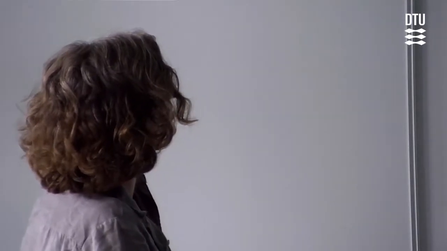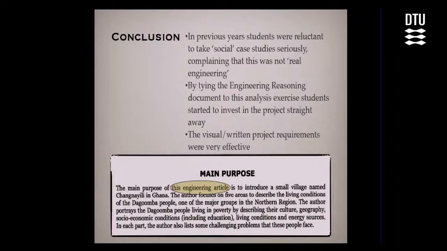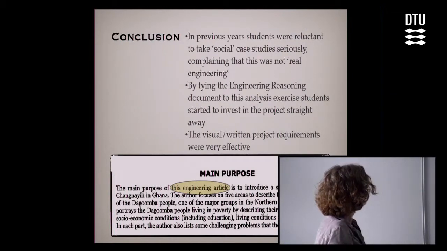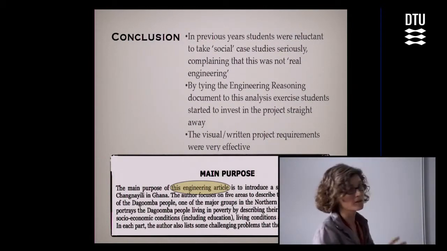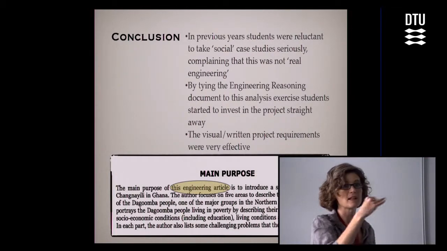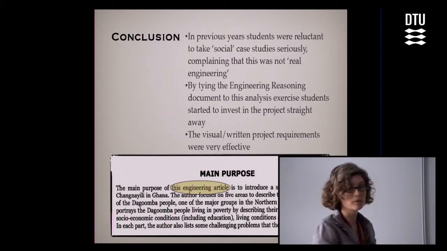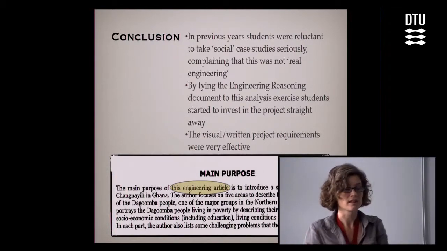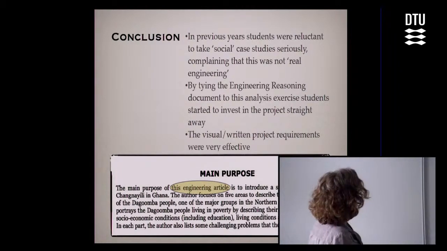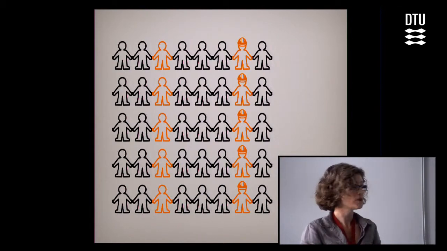So, as the conclusion says, in previous years, students were reluctant to look at these things. The students using engineering reasoning started to take it seriously right away, and it helped them with their writing. It helped them with their final report, because they started to include all these elements that make up a good executive summary, a good introduction, and assumptions and outcomes. So that is what I have for you.